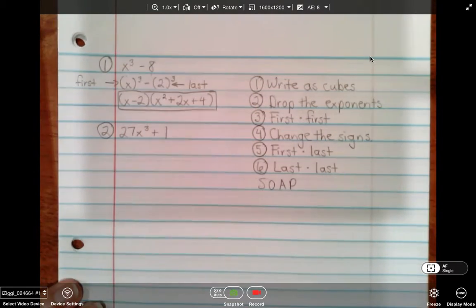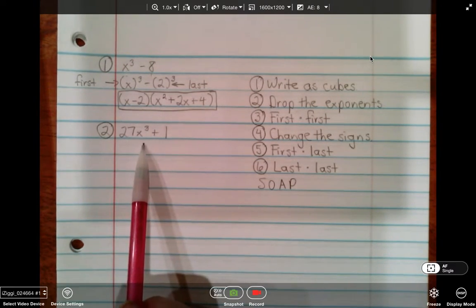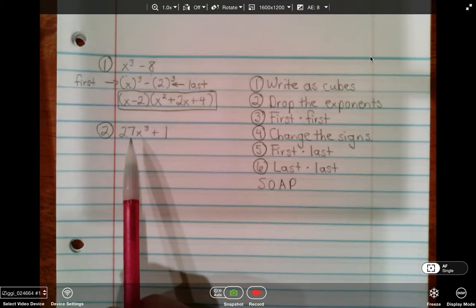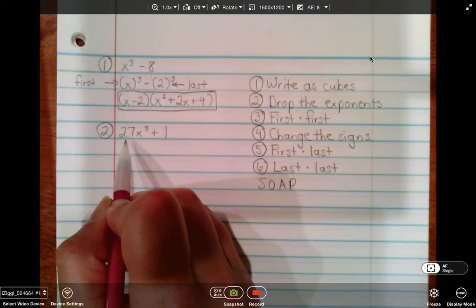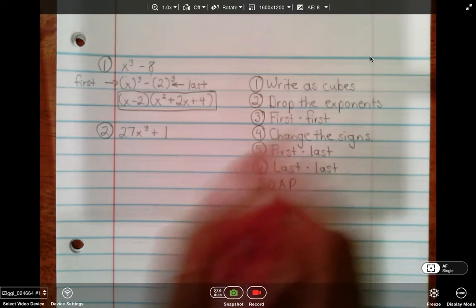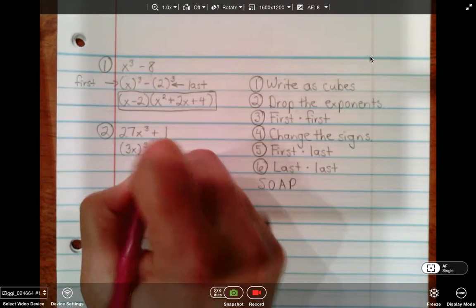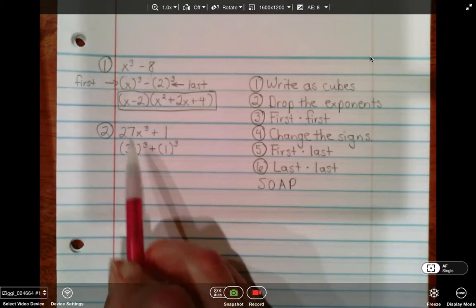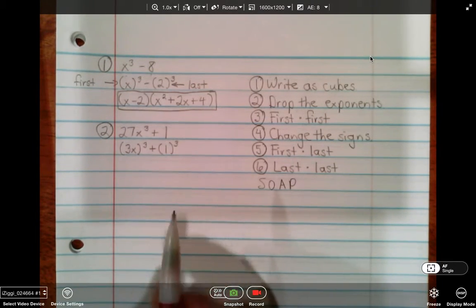Let's look at 27x cubed plus 1. Okay, now notice we have a coefficient on our x cubed term. That's fine as long as that coefficient is also a cube. So the cube root of 27 is 3. So step 1, write as cubes. This is going to be 3x cubed plus 1 cubed. 3 cubed is 27, x cubed is x cubed, and then 1 cubed is 1.